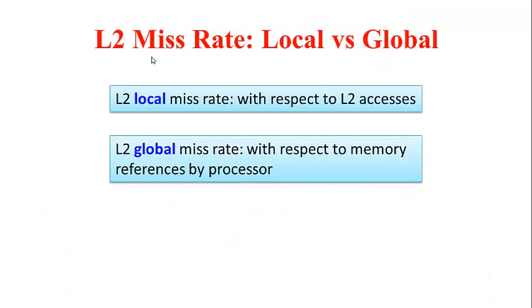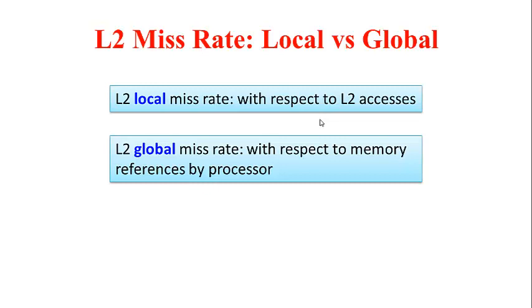One remark here with respect to multi-level caches is that while specifying the miss rate of a cache other than the L1 cache, we need to specify whether the miss rate is local or global. The local miss rate is the number of misses with respect to the total number of L2 accesses. Remember, in the cache system, we will try to access L2 only on a L1 miss. On the other hand, the global miss rate is the number of misses as a ratio to the total number of memory references by the processor.